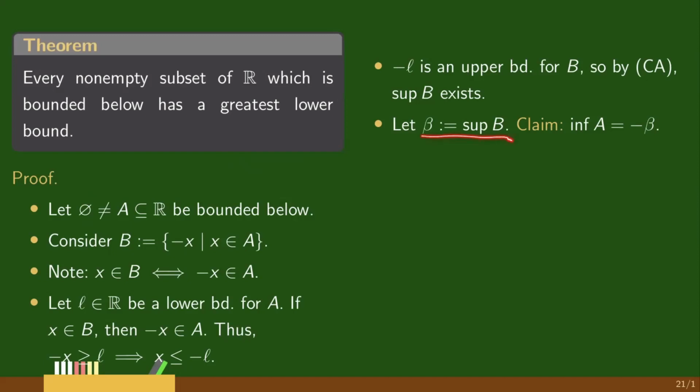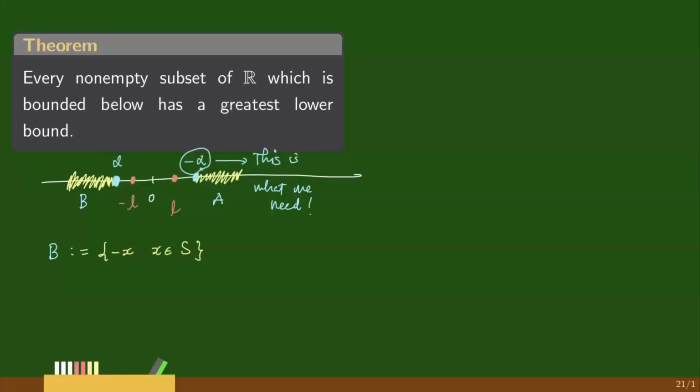Ang ating gustong patunayan is that kapag ni-negative mo si beta, mapupunta ko ulit sa kanan, di ba? Pag ni-negative mo si beta, siya yung magiging greatest lower bound ni A, nung original na set. In the picture, where's my picture? Yeah, this is the picture. Beta ang ginamit ko sa proof. Sorry. Babaguhin natin. Ang claim natin kung beta ito, yung minus beta is going to be the infimum of A that we need.